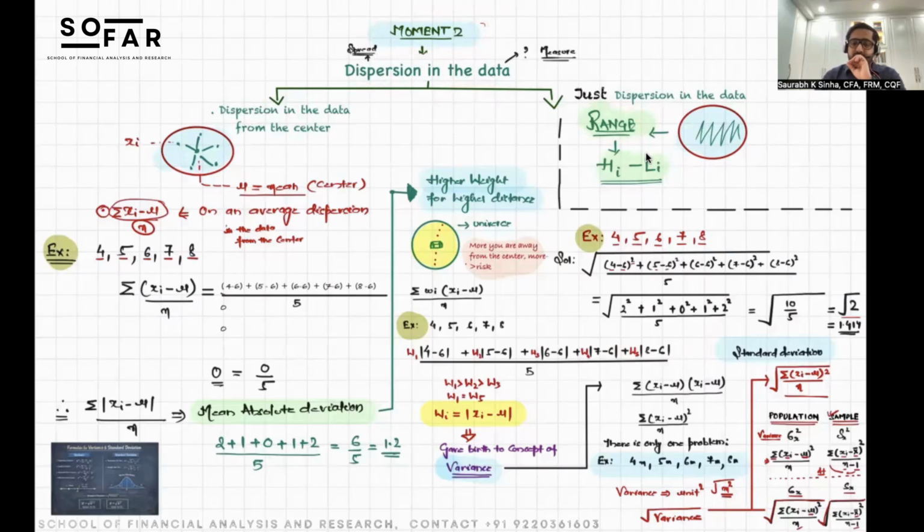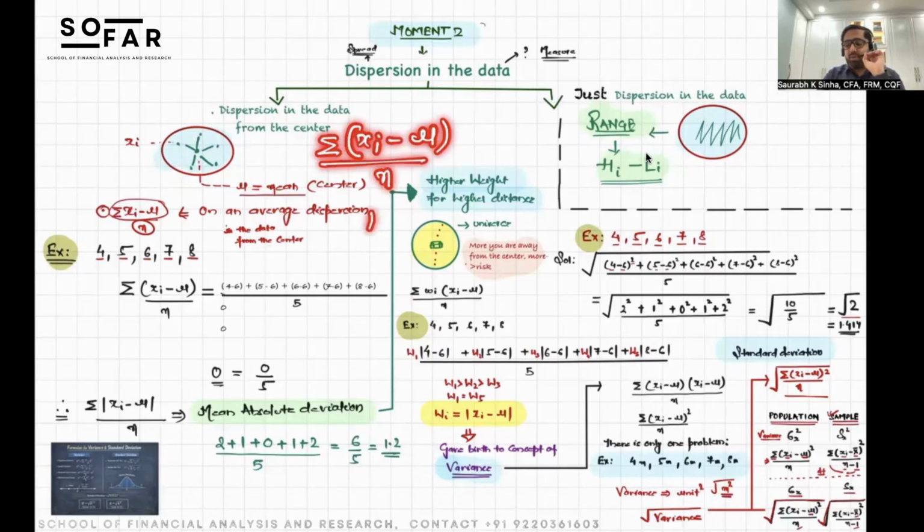But if you change the definition and say dispersion in the data from the center, range will not work at all. The true definition of moment 2 is the dispersion in the data from the center, on an average. So therefore, you have to calculate the center and dispersion from the center. So you could have simply done x minus mu, and if you're interested in on an average, you will do the summation upon n. This would be the formula.